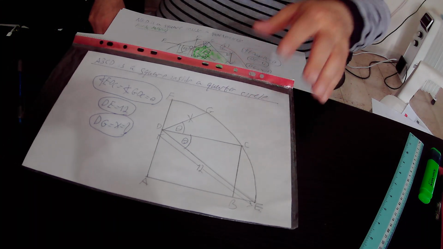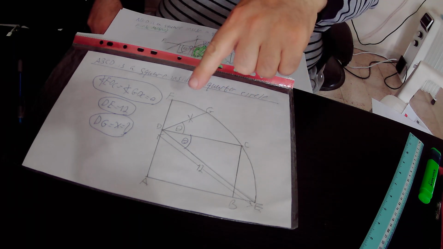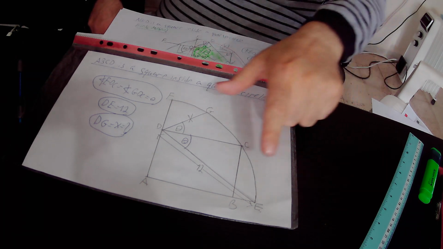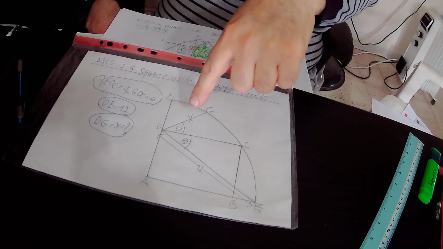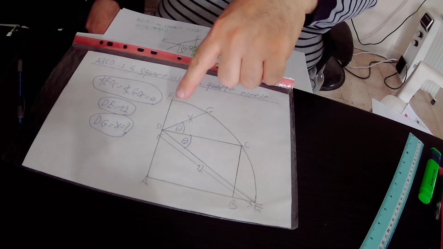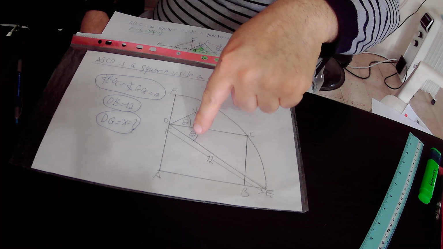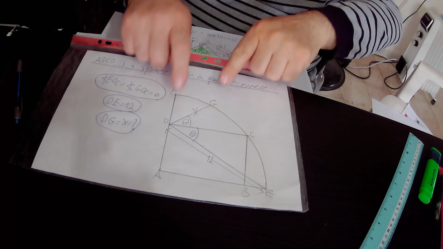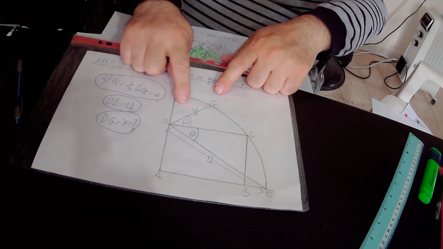Okay, again on the question. In the drawing, we have a quarter circle. Inside this quarter circle, we have square ABCD. We know that this line DG is equal to 12 units in length. This is angle theta, that is angle GDC. And this is also angle theta, that is angle CDE. Our mission is to find out the length of this line DG, that is equal to x.